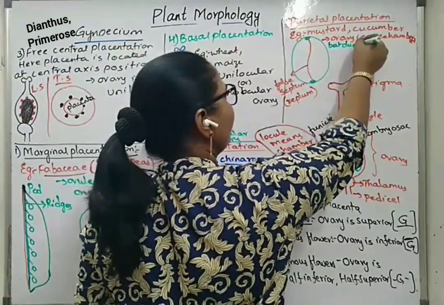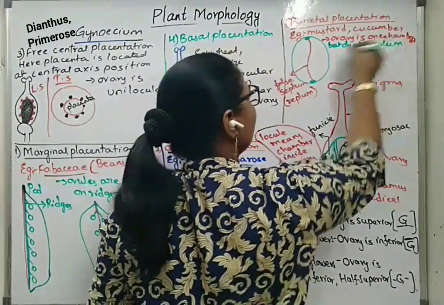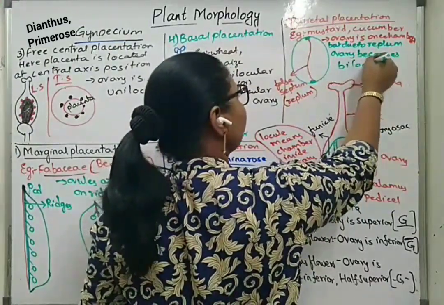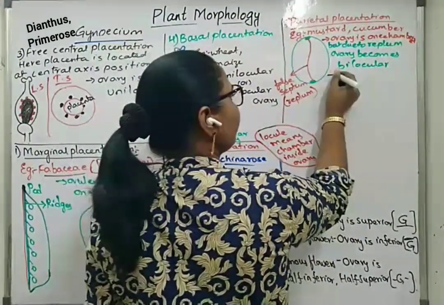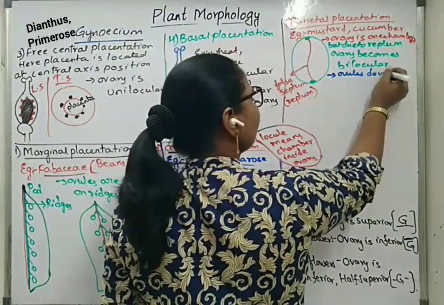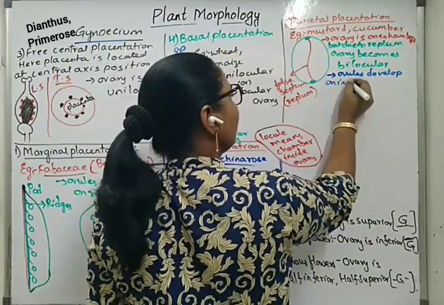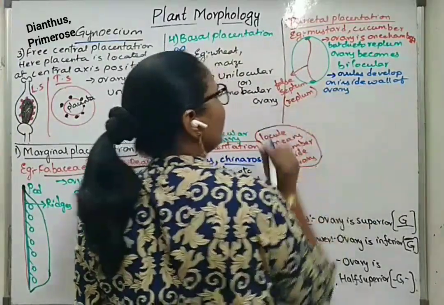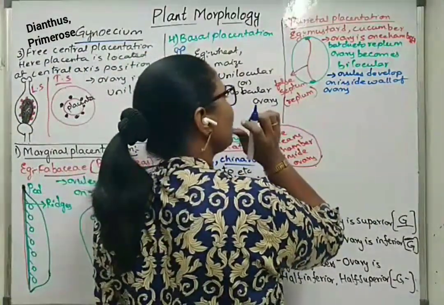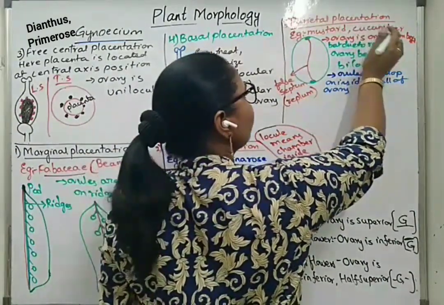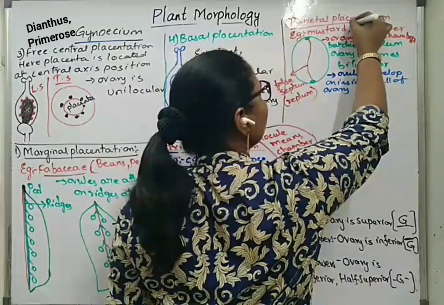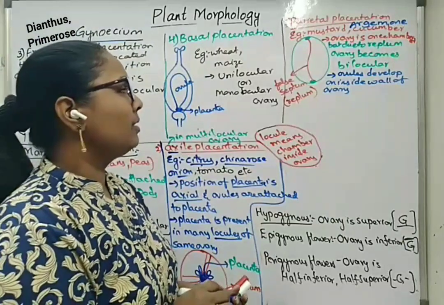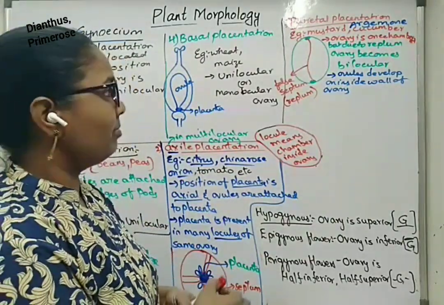But due to replum, ovary becomes bilocular. Ovules develop on inside wall of ovary. So this is in case of mustard. Another example we can write is argemone. So three examples under parietal placentation: mustard, cucumber, and argemone.